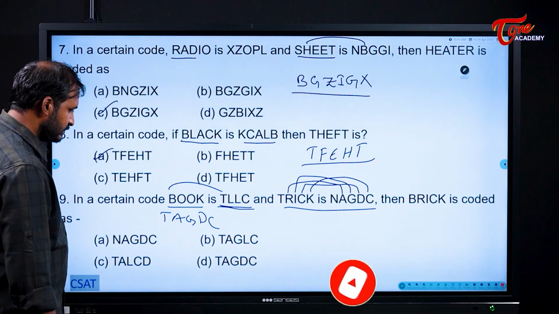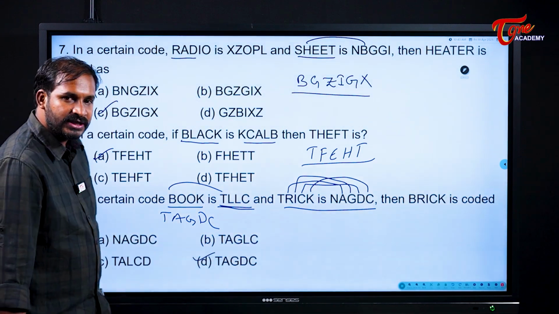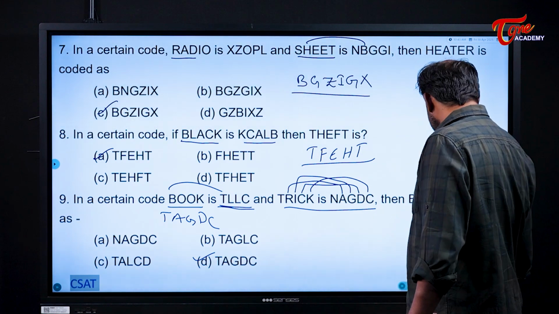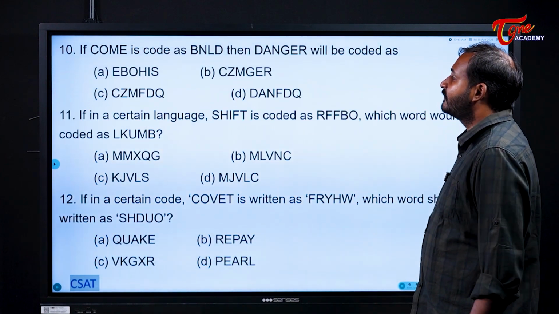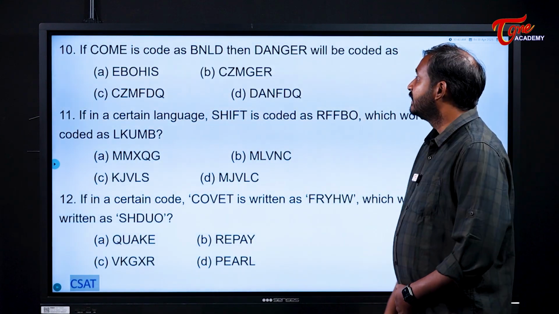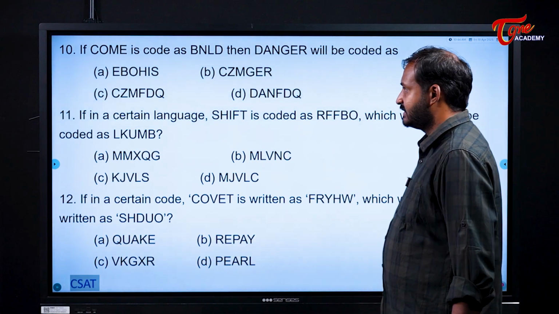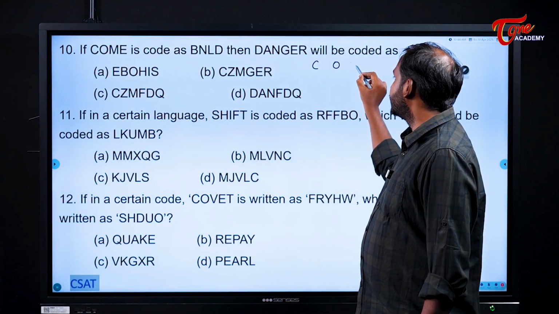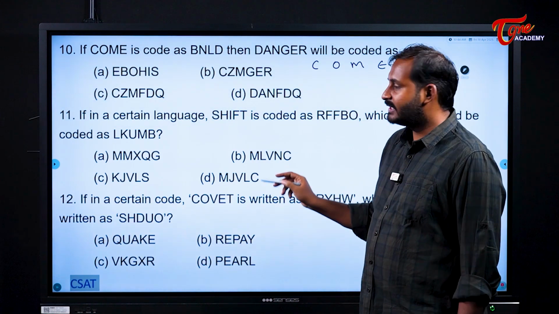TAGDC. So our answer will become option D. Option D. Okay. Right. Next one. If COME is coded as BNLD, then DANGER will be coded as? There is a question. Now COME, what can we write here?